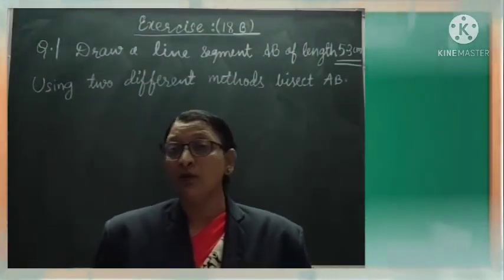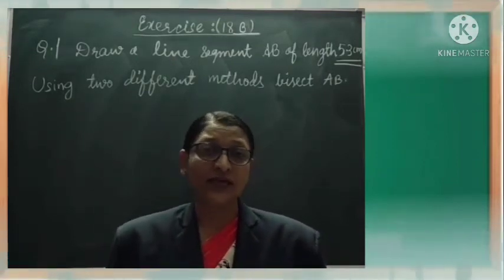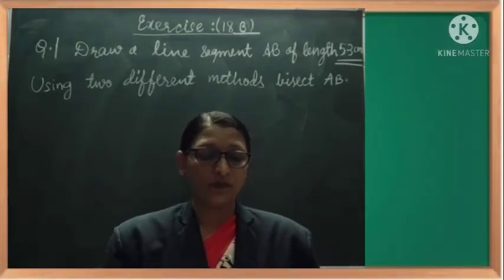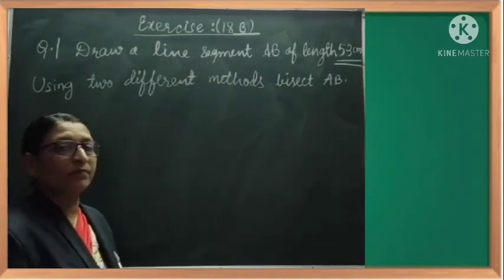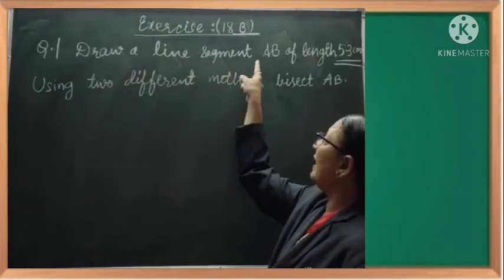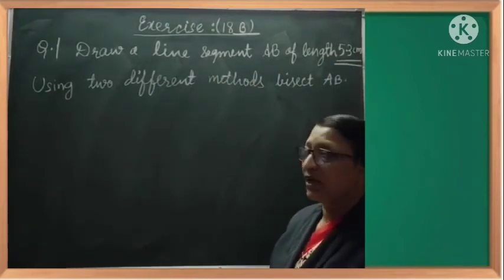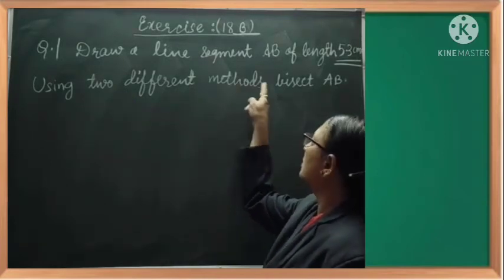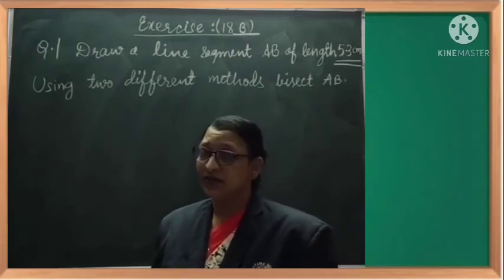I hope you have learned all the methods. Now we will move to the exercise 18B. Here is given question number 1, in which we have to draw a line segment AB with 5.3 cm length, and by using any of the two different methods to construct a bisector of the given line segment.